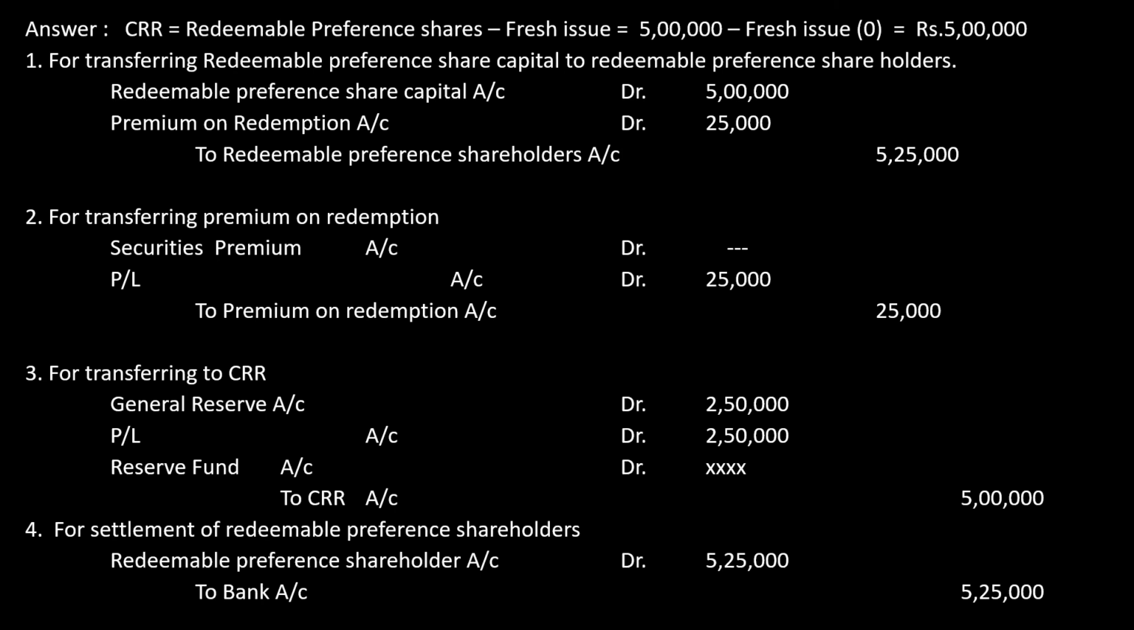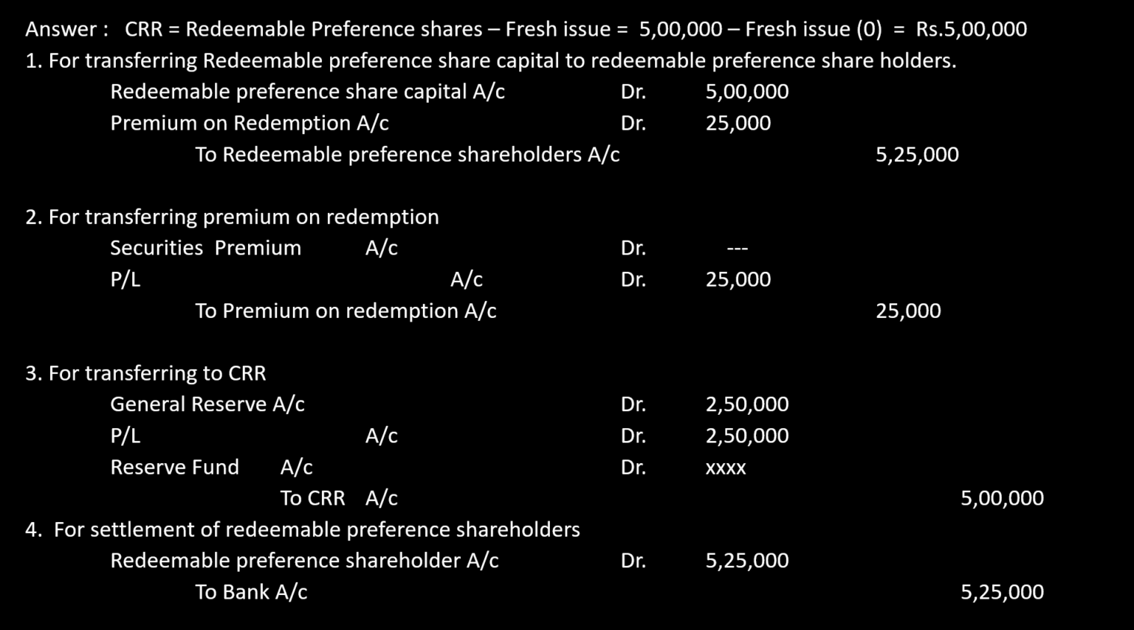P&L and general reserve are available, therefore you can't debit the securities premium account; this will be raised off. Then premium on redemption is 25,000, so the securities premium will have a zero balance. Then for transferring to CRR, you have to find the value available. The problem says the general reserve has so much money, but we need only 5 lakh to transfer. So general reserve 2,50,000 and P&L 2,50,000, the total is 5 lakh. Reserve fund is not required. Then for settlement of preference shareholders, the next one is a bank loan or bank overdraft.